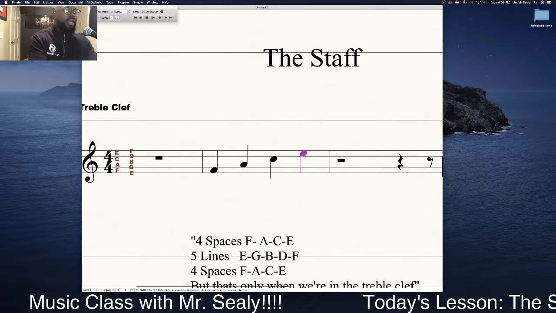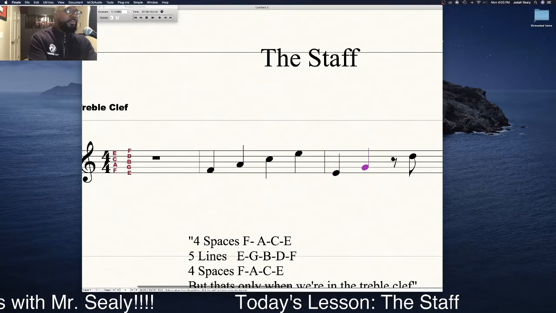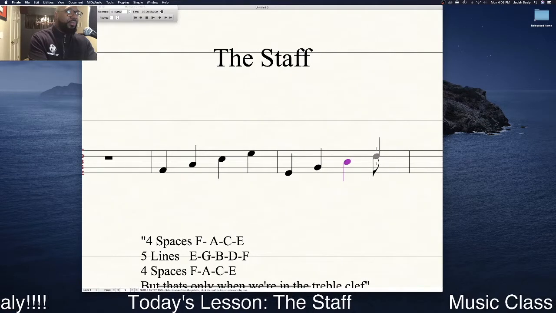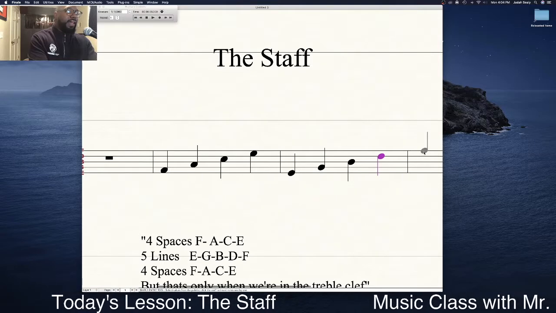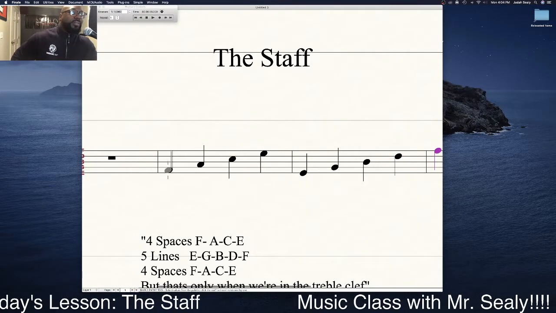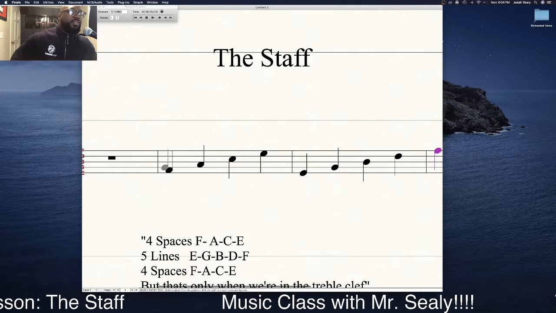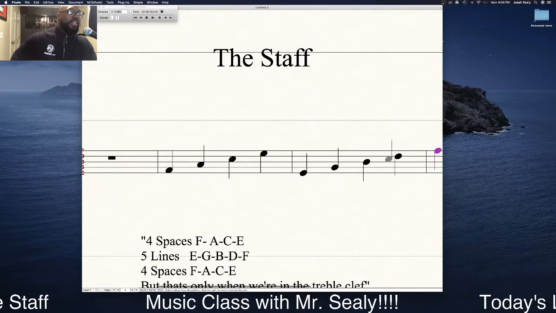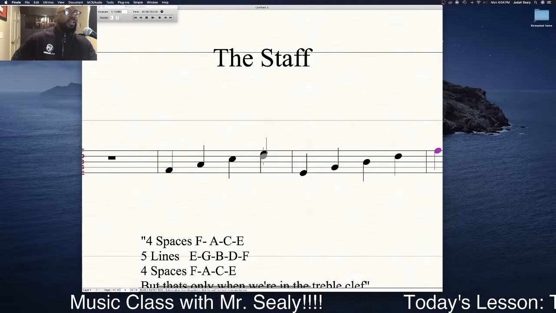Now we're gonna go to the lines, okay? First line, second line, third line. As soon as I hit that third line, it went upside down because that's the rule. Fourth line, fifth line, okay? So we have four spaces. Remember, if the note's in between two lines, that means it's in the space. If the line passes through the note, that means it's on the line. Those are just the rules. Okay, so we have 4 spaces and 5 lines.